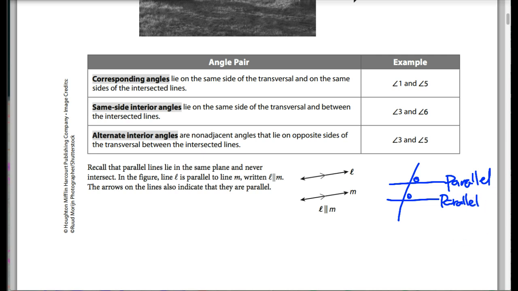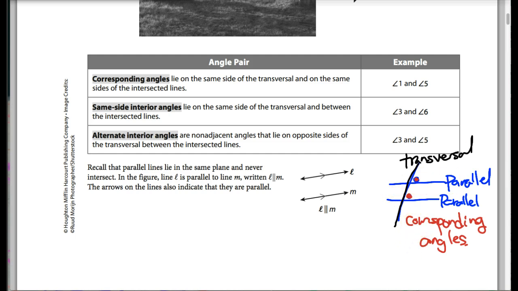Okay, and then so you know, this is a transversal. The line that cuts across the two parallel lines, that's a transversal. So these two angles, let me change the color actually. The two red angles, these are called corresponding angles. We call them corresponding angles because look, they're on the same side of the transversal and they're both on top of the two parallel lines, okay?